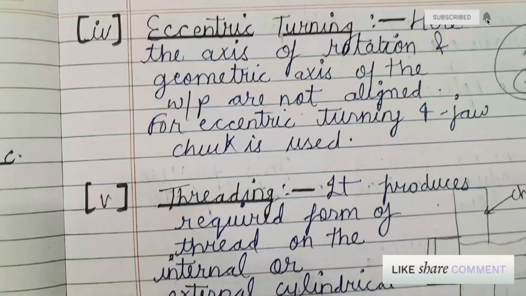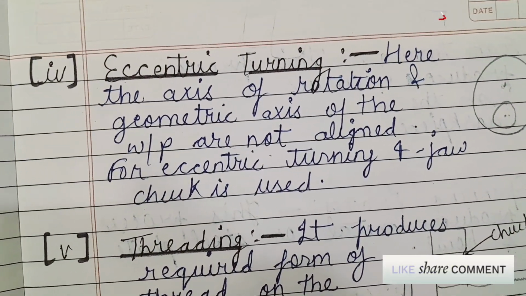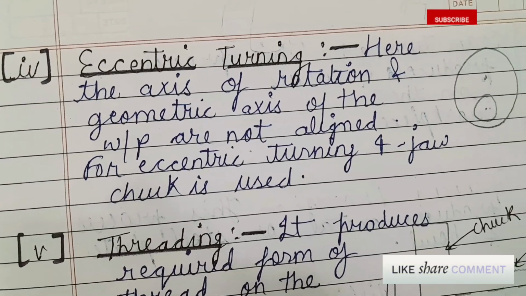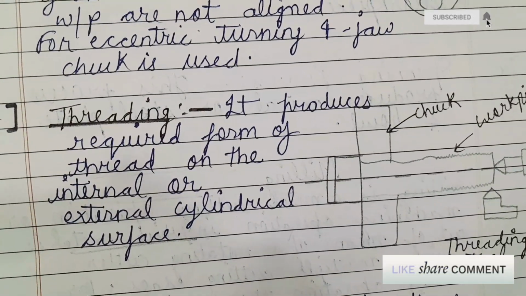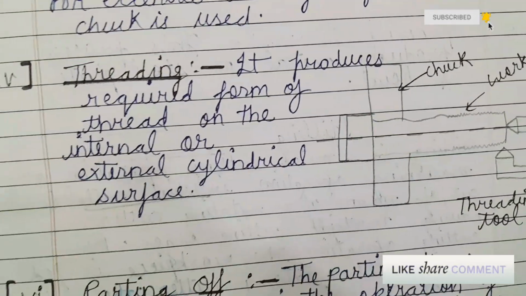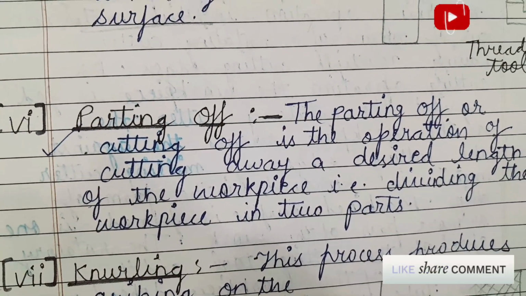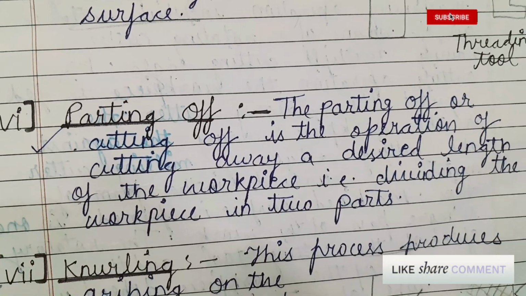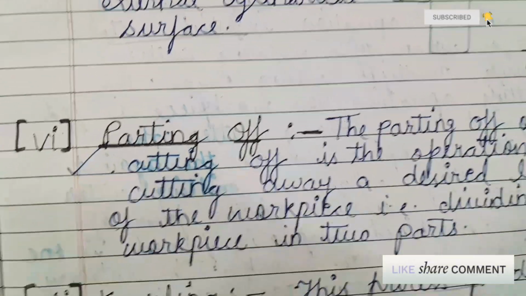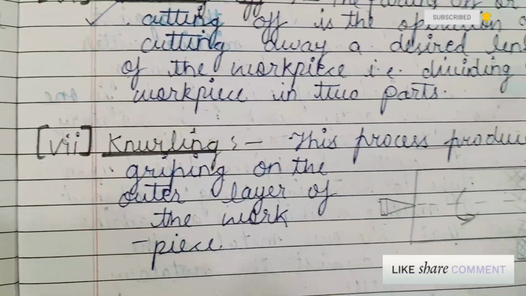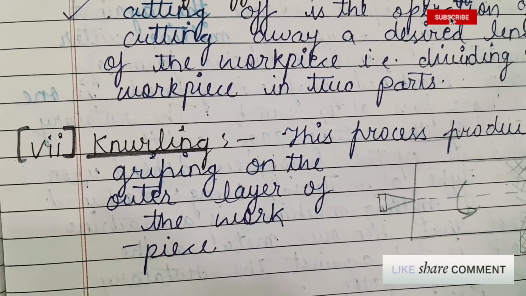And next, eccentric turning. Here the axis of rotation and the geometric axis of the workpiece aren't aligned. For eccentric turning, a four-jaw chuck is used. And threading. It produces the required form of thread on the internal and external cylindrical surface. And next, parting off. Parting off or cutting off is the operation of cutting away a desired length of a workpiece, dividing the workpiece into two parts. Its main function is to divide the object into two parts. Knurling. The process that produces a grip on the outer layer of the workpiece is known as knurling.